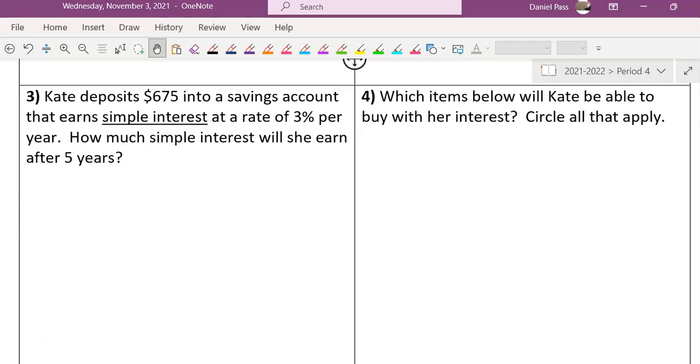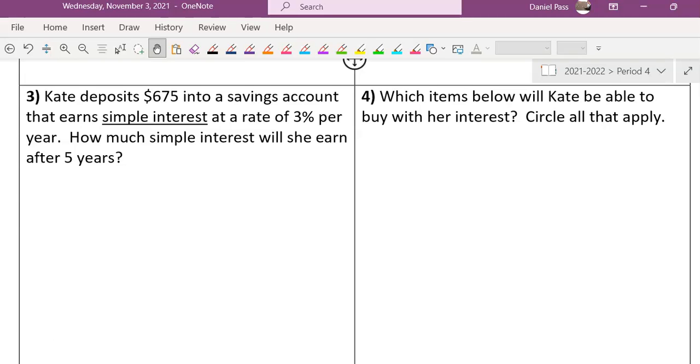Cool. All right, go ahead. So somebody read number 3. Kate deposited $675 into a savings account that earns simple interest at a rate of 3% per year. How much simple interest will she earn after 5 years?